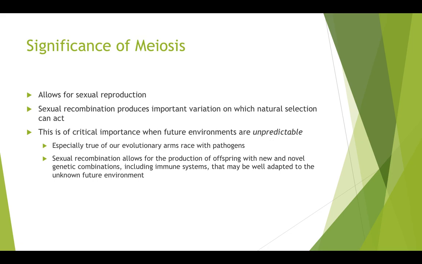Well, sexual recombination in higher taxa produces really important variation on which natural selection can act. This is of critical importance when environments are unpredictable, particularly when you have no idea what the future is going to be like. And one of the areas of our evolutionary history where this unpredictability is of key importance is the evolutionary arms race that we have with pathogens. So what does this mean?